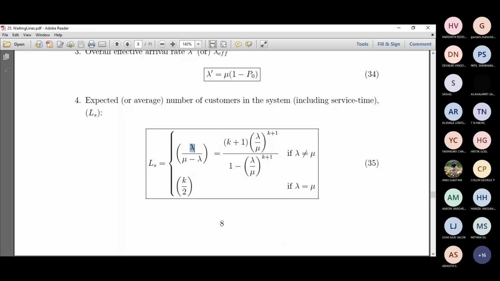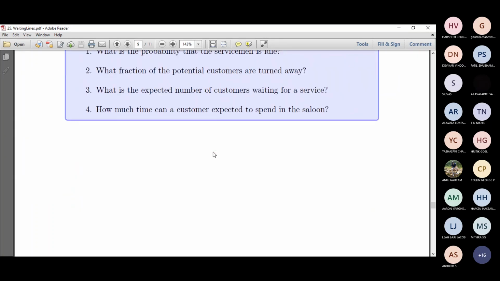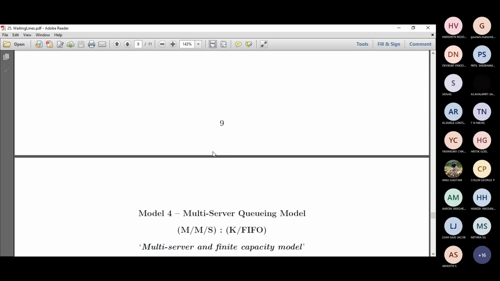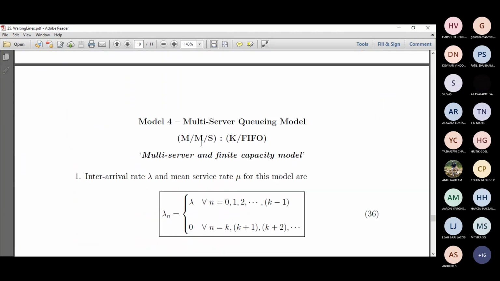In such cases, it is lambda by mu minus lambda, which equals (k plus 1) into (lambda by mu) power (k plus 1), divided by 1 minus (lambda by mu) power (k plus 1). There is a problem associated with that, so we will be doing that in Thursday's class.